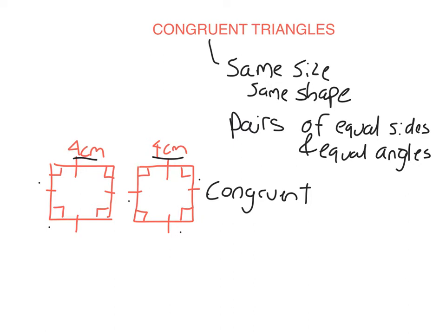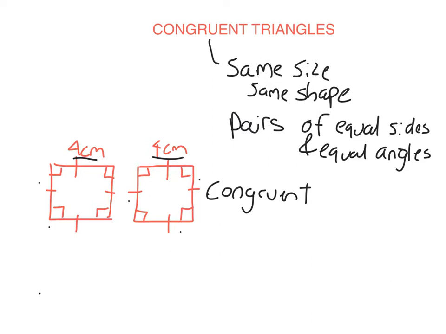Okay, so in other words, each side on the first square has a corresponding side on the second square that is equal. Each angle in the first square has a corresponding angle in the second square that is equal. So they must have equal angles and equal sides.